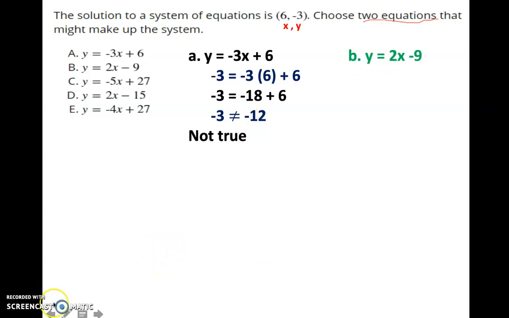Go ahead and pause the video and try this one on your own. You're going to do B through E, and when you come back, I'll go through the answers.